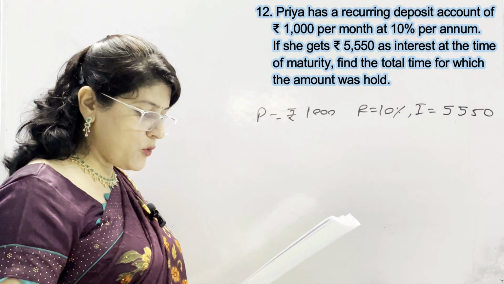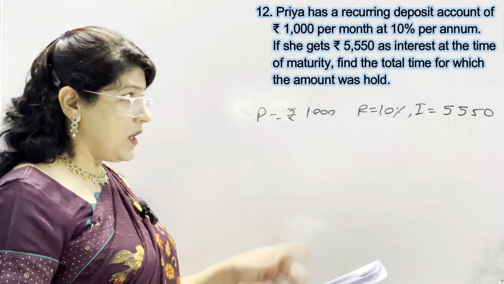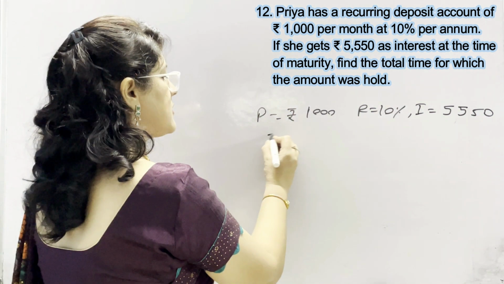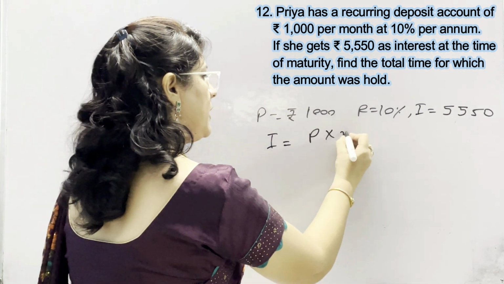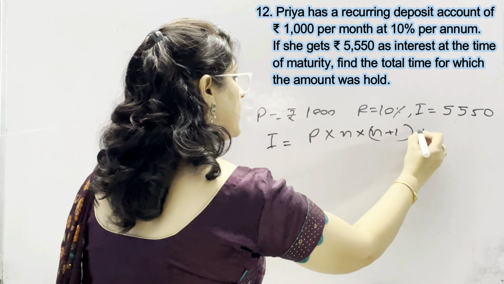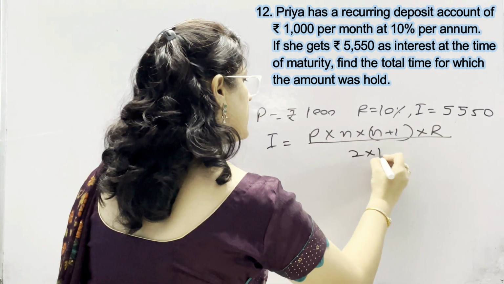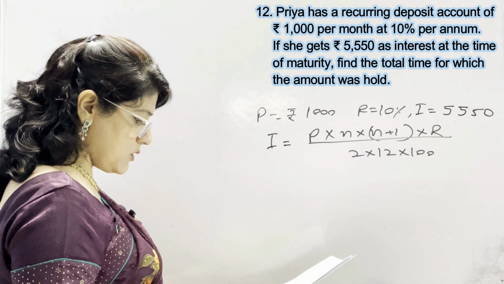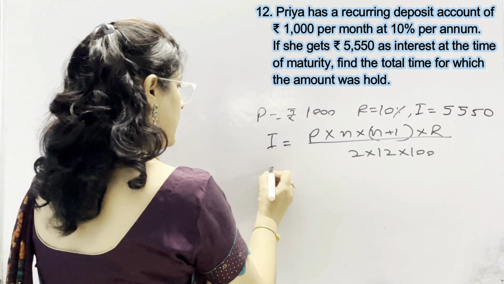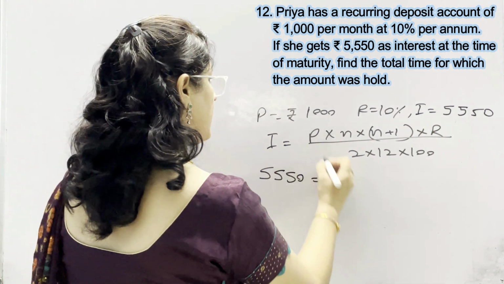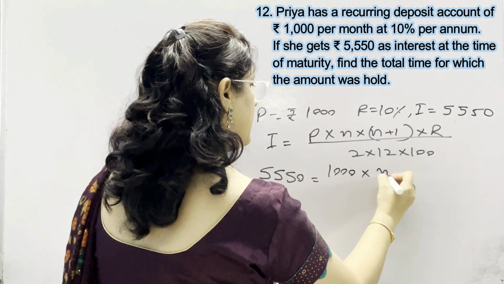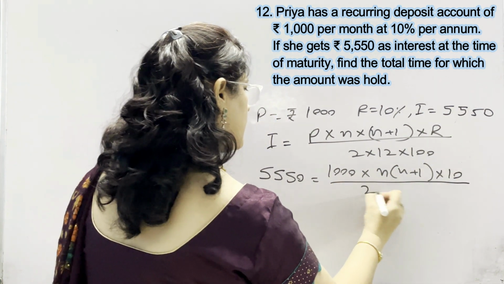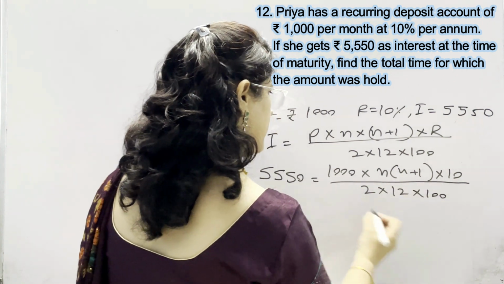Here we should not get confused by the word maturity, because what they have given is the interest, not the maturity value. So we need to apply the formula for interest only. So I is equal to P into N plus 1 into R upon 2 into 12 into 100. Here time is not given, so we need to calculate time. So value of interest is given, value of P is given, N and N plus 1 is not given, and R is 10, 2, 12 and 100.